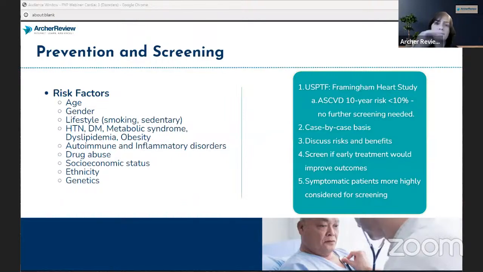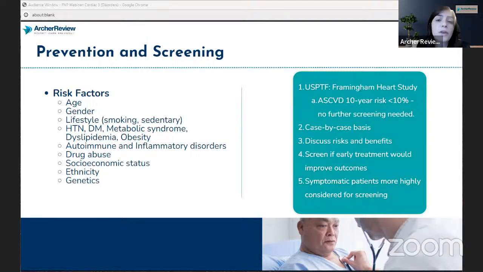So risk factors: it is highest in males throughout the lifespan up until the age of 70, when it equalizes with females. Females also are at higher risk once they reach menopause, but I don't want that statistic to make you think, oh, I just need to look at this for my male patients.